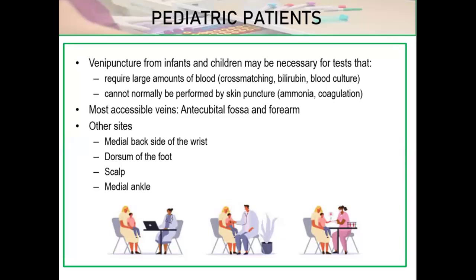But there are cases, class, wherein we need to perform venipuncture. We need to extract blood from our patient, either by syringe method, the evacuated tube system, or butterfly needle insertion, depending on the need of the patient. What are those instances? Number one, if the request requires a large amount of blood. An example of this test is cross-matching. The process of cross-matching, class, requires a large amount of blood.